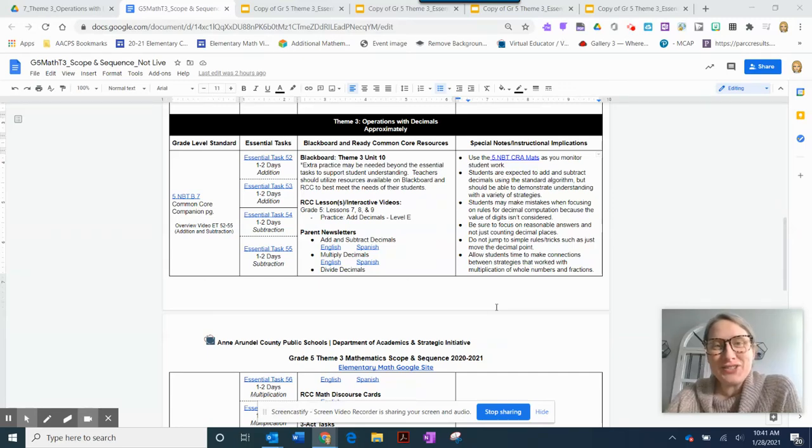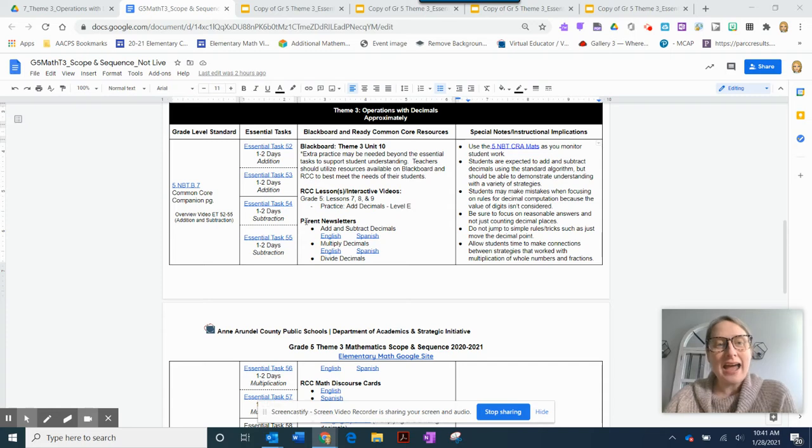Hi, grade 5 teachers. We are going to take a look at our next topic in theme 3. We're going to be looking at operations with decimals. You'll notice it has 4 different chunks because all 4 operations are within the same standard.